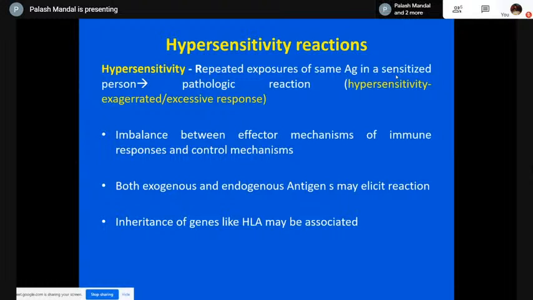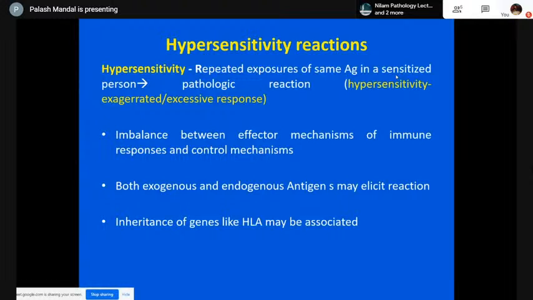Now, each word is important. You have to understand this. That's why I'm going very slow on these five or six lines. Both exogenous and endogenous antigens may elicit the reaction. So what does exogenous mean? It means something which has come from outside the body. That is exogenous. Now, endogenous means all the antigens of our bodies are endogenous.